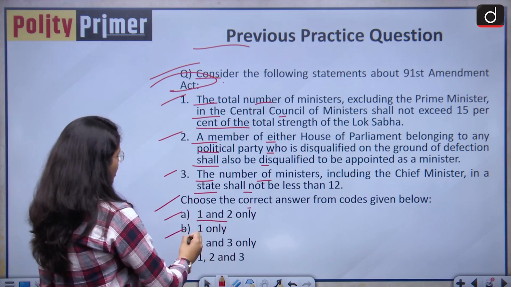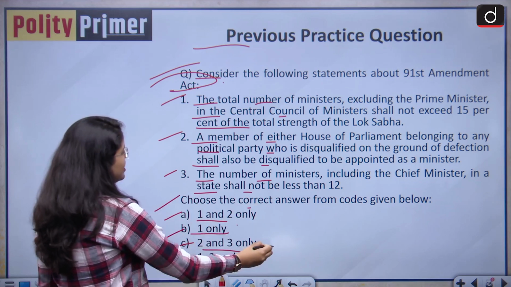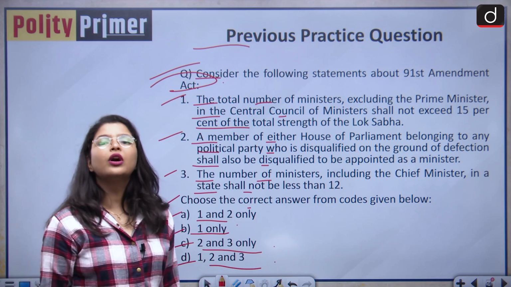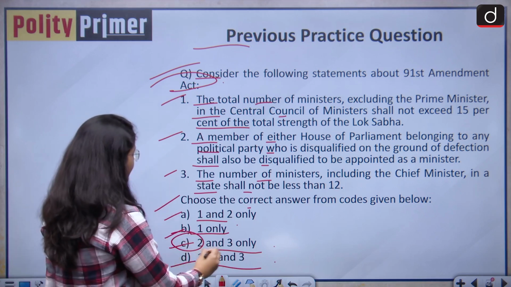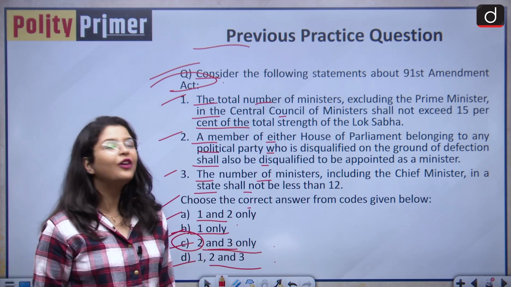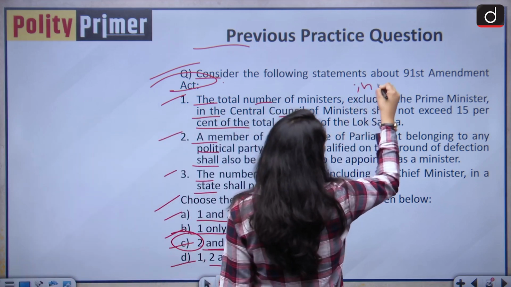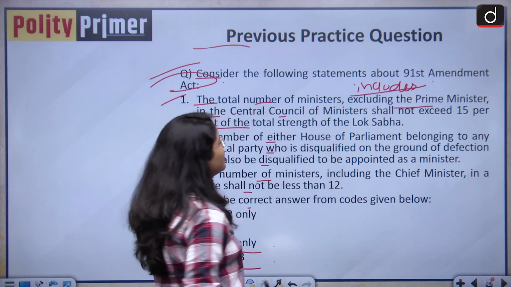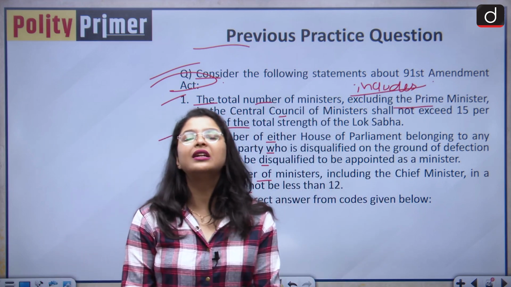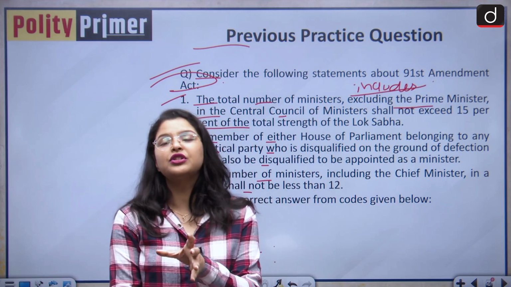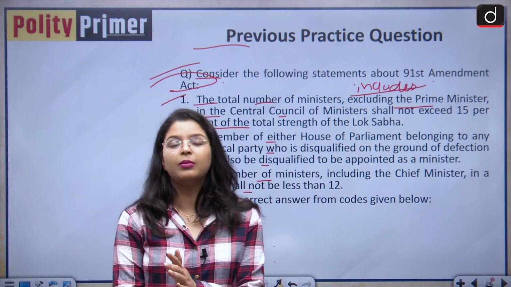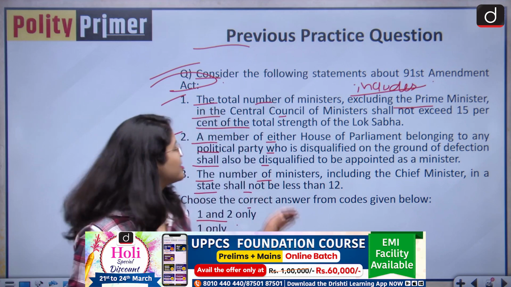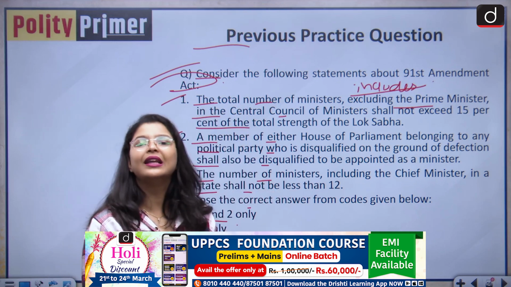Option A, 1 and 2 only. Option B, 1 only. Option C, 2 and 3 only. And option D is 1, 2 and 3. So definitely your correct answer is going to be option C, statements 2 and 3 only. And why? Because it includes the Prime Minister. So including the Prime Minister, the Council of Ministers cannot exceed 15% of the total strength of the Lok Sabha. So it is not excluding the Prime Minister, it is rather including the Prime Minister, and that is why statement number 1 is incorrect.